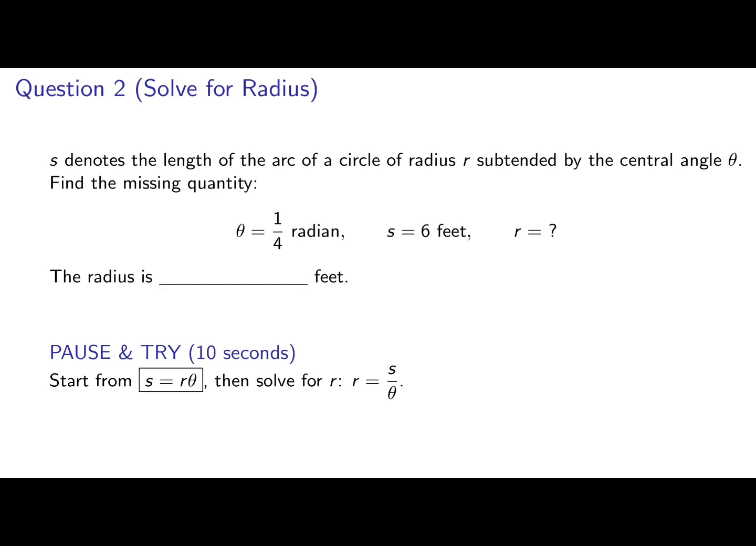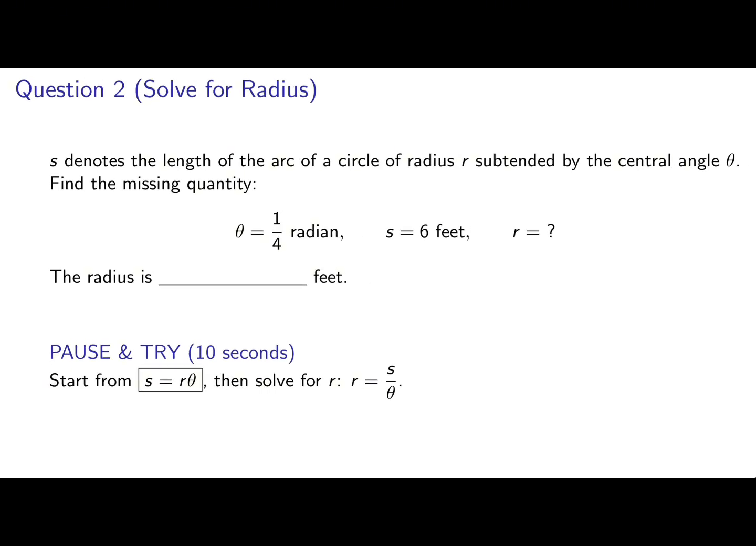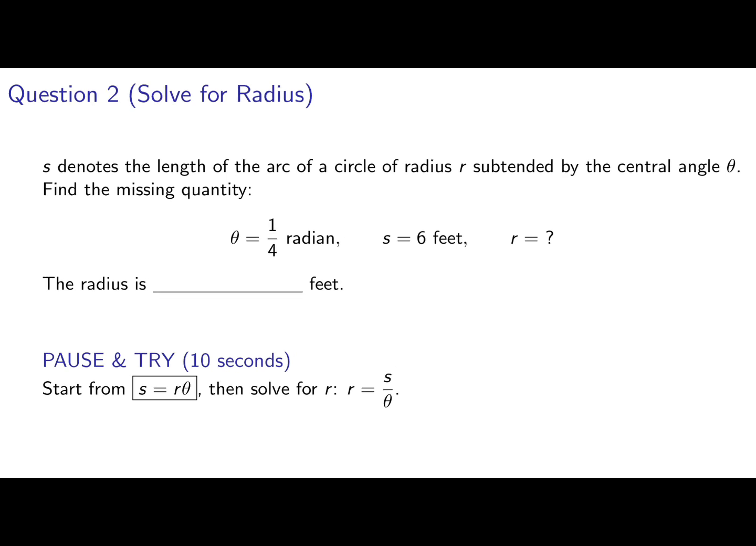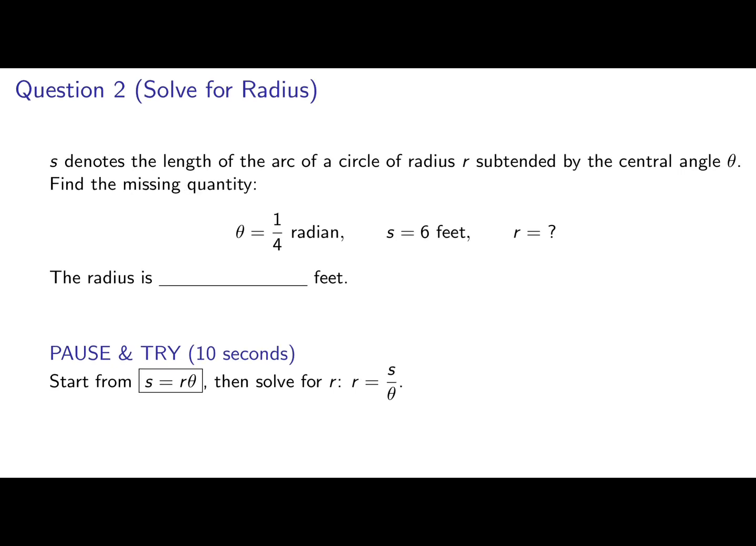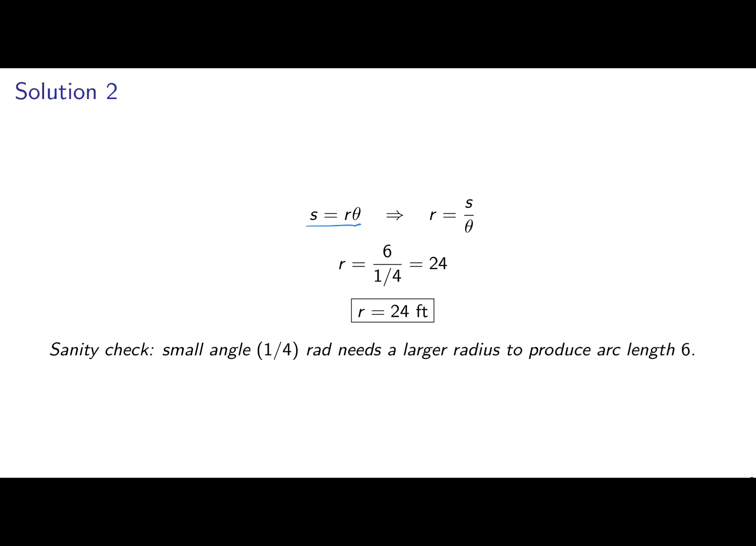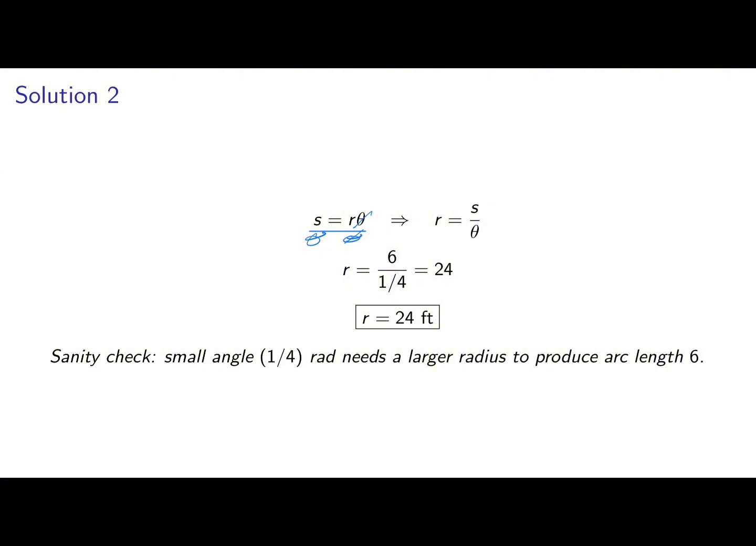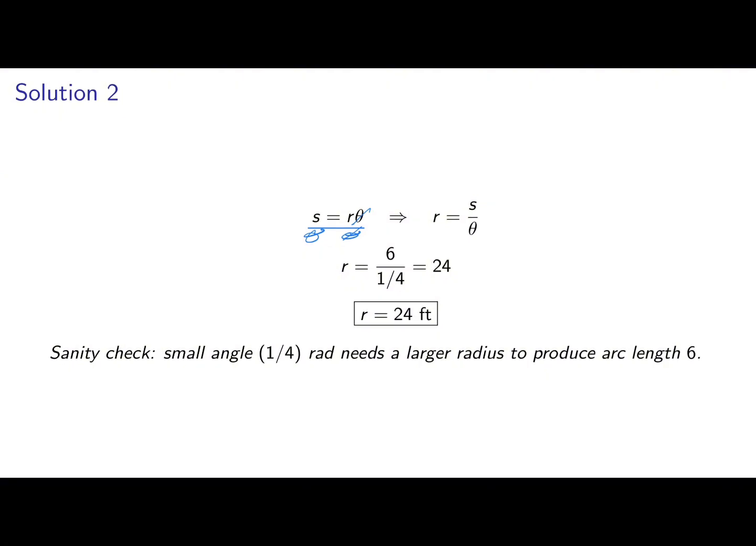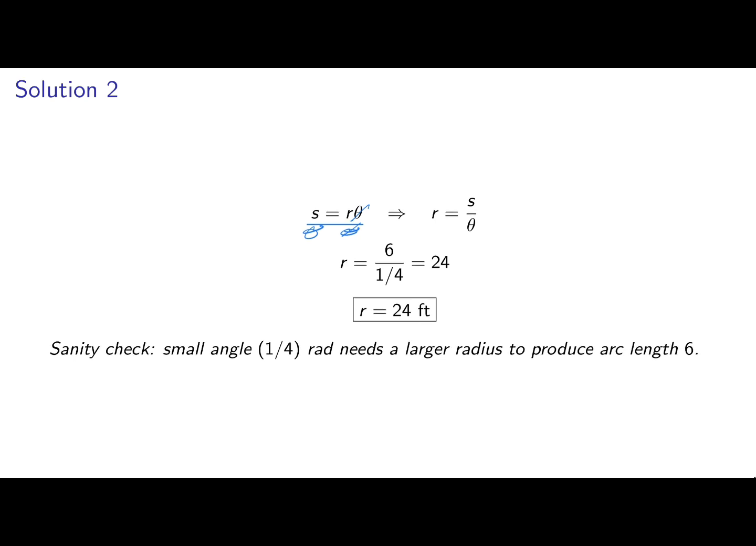Theta is 1/4 radian, the arc length is 6 feet, and we want to find the radius. So again, pause and try. Start with S equals radius multiplied by theta, then solve for radius. Alright, let's do it together. From the formula S equals radius multiplied by theta, we divide throughout by theta, so that theta and theta cancel, and we have radius is S divided by theta. We know S is 6 and theta is 1/4, which gives 24. So the small angle of 1/4 radian needs a larger radius to produce the arc length of 6.